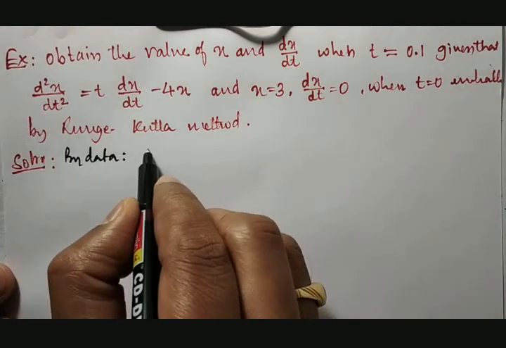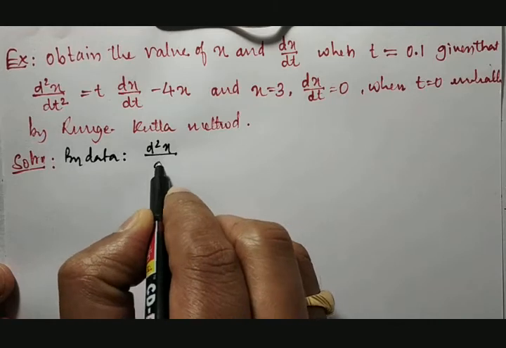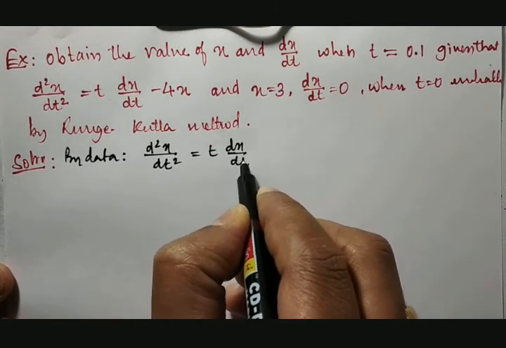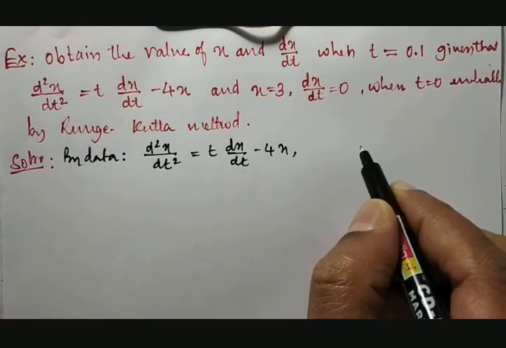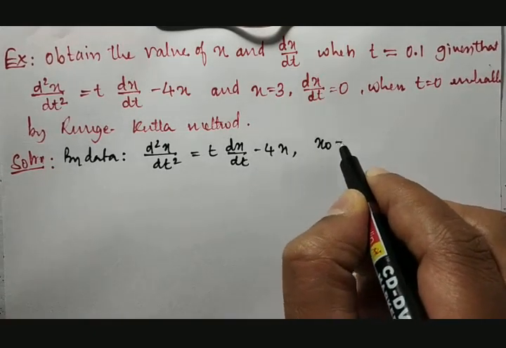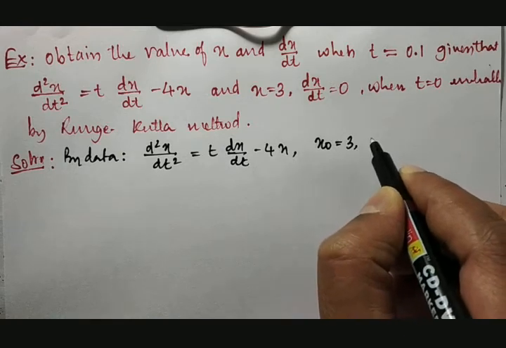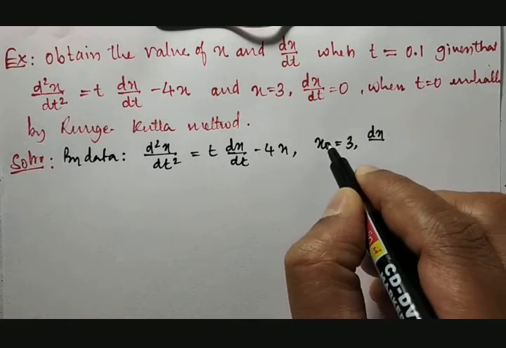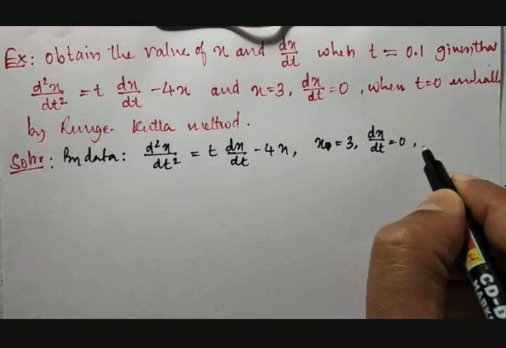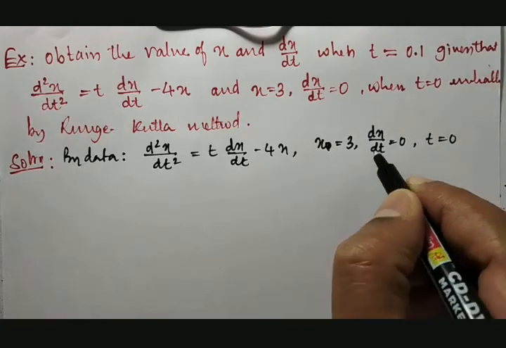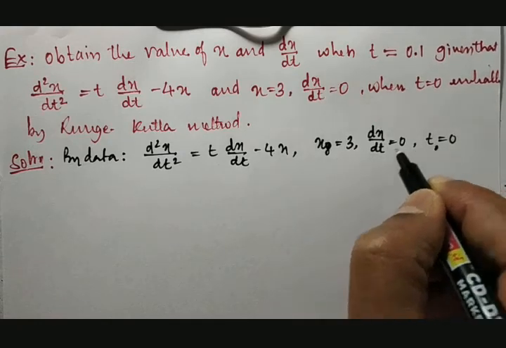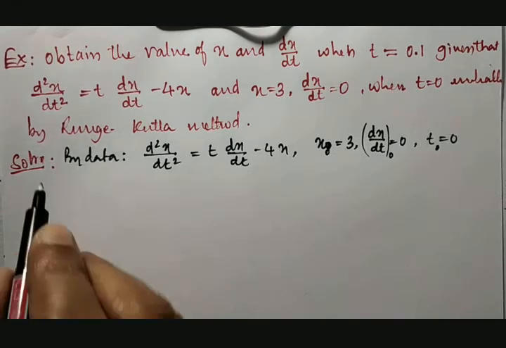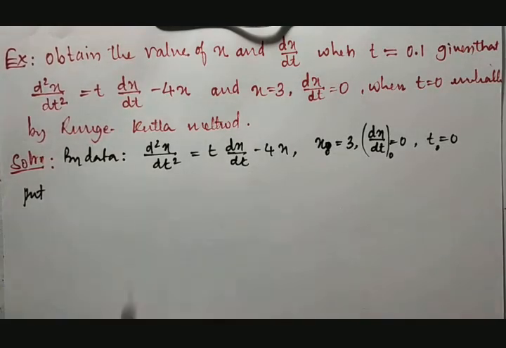d square x by dt square is equal to t into dx by dt minus 4x is given, and the initial value of x is given, that is 3, and the initial value of dx by dt is given, that is 0 at t is equal to 0. Means this is an initial value and this is also an initial value. So what to do? We need to go for substitution.